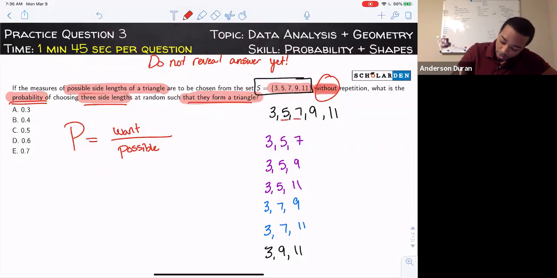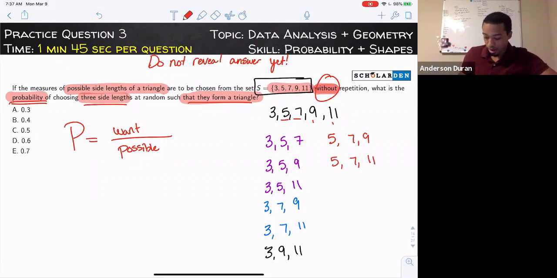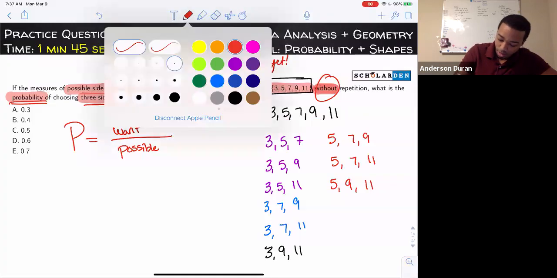So 5, 7, 9, then 5, 7, 11. I've exhausted all of those with 5 and 7. So now I'll go with 5 and 9, and then the only option is 11. Then lastly, my very last option has to be 7, 9, and 11.